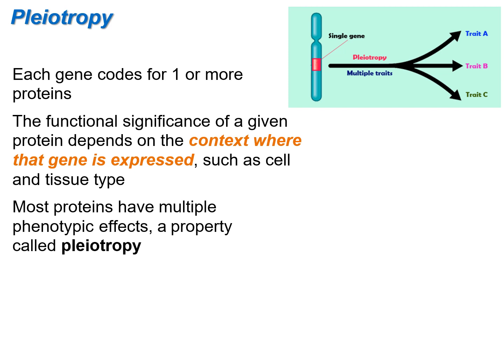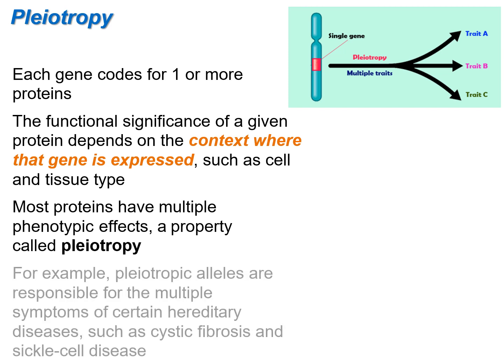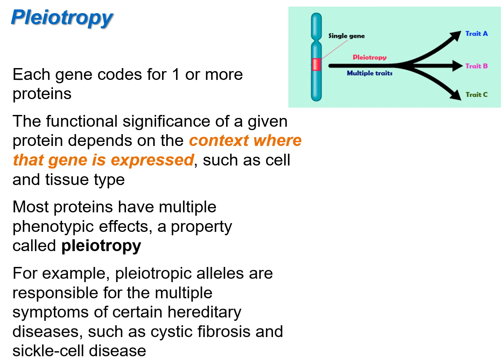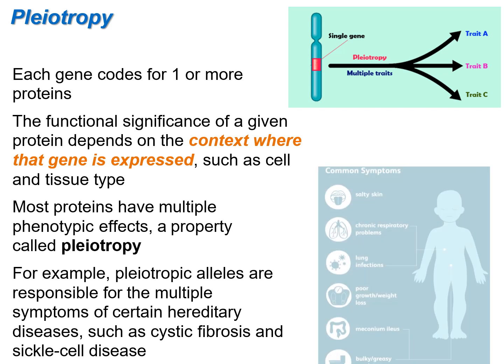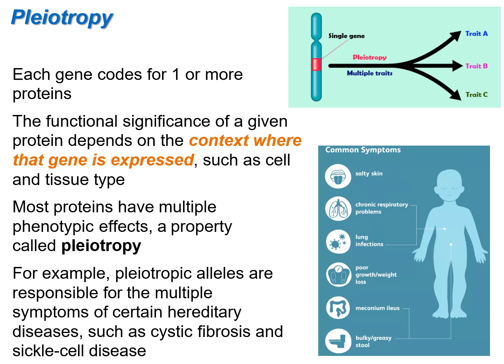Here's an example of pleiotropy with a relatively simple genetic profile, and that is cystic fibrosis. We can see pleiotropic symptoms, multiple symptoms, based on a relatively simple genotype situation. In the case of cystic fibrosis, you get one recessive allele from both parents. It's autosomal recessive. And what do we get?